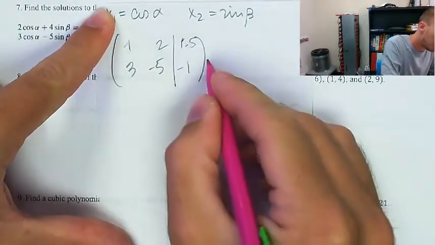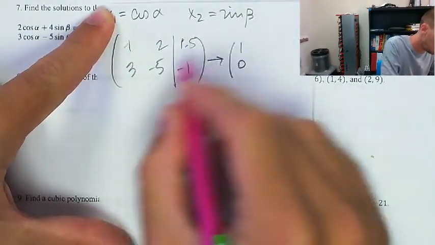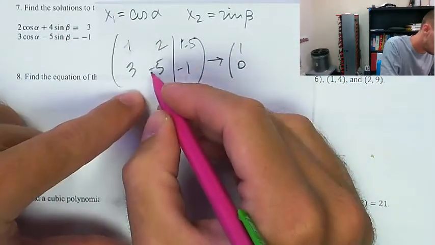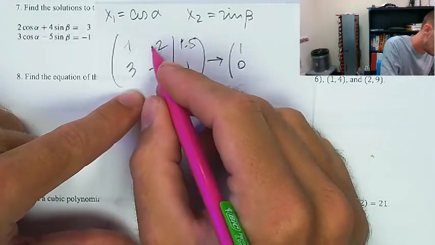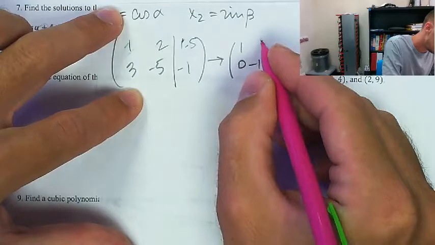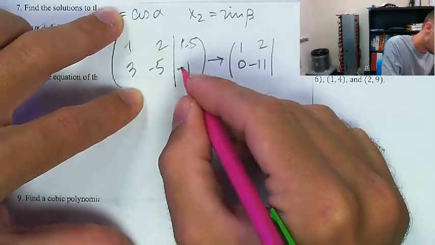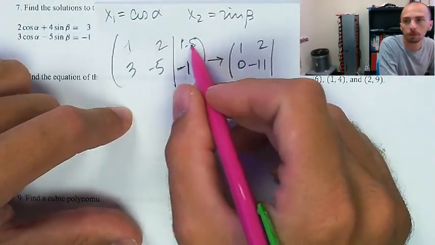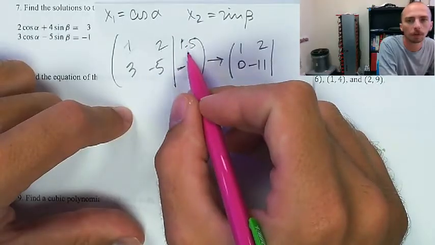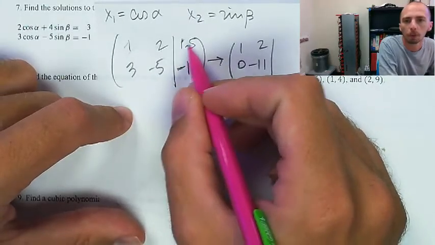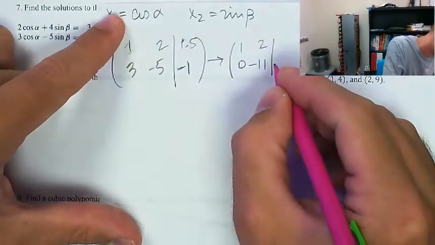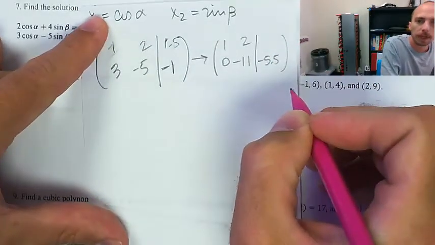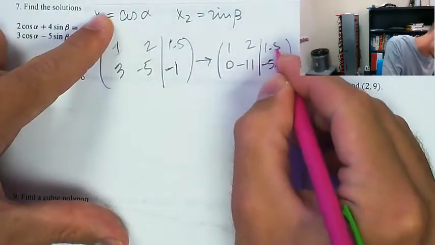All right. Then I'm going to subtract 3 copies of row 1 from row 2. So row 2 minus 3 row 1. -5 minus 6 is -11. Okay, row 2 minus 3 row 1, I've been saying that wrong the whole time, I think. 3 of these is 4.5, so -1 minus 4.5 is -5.5. And then I have not changed the top row.